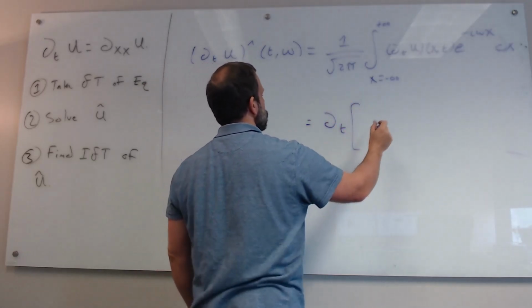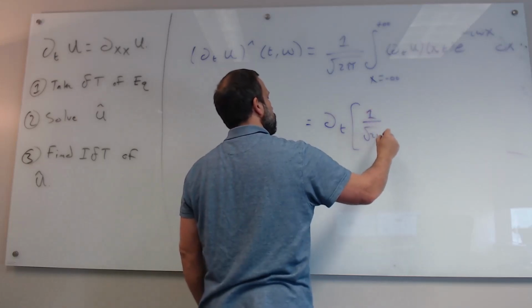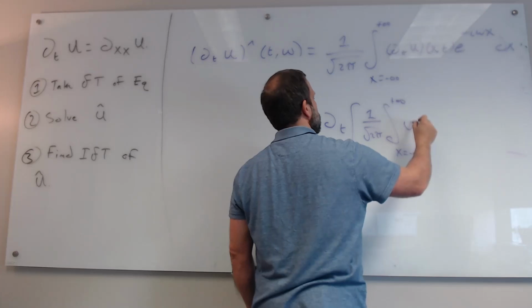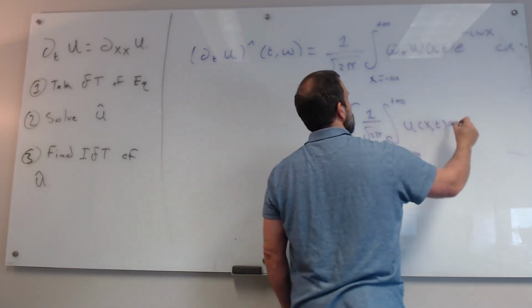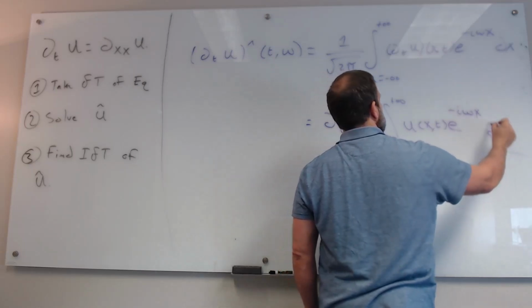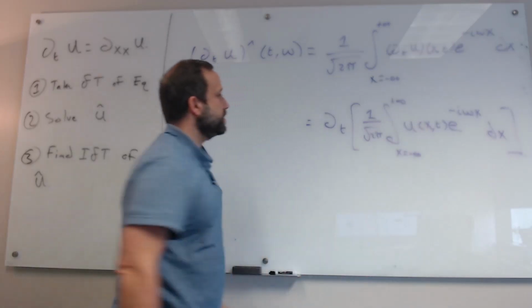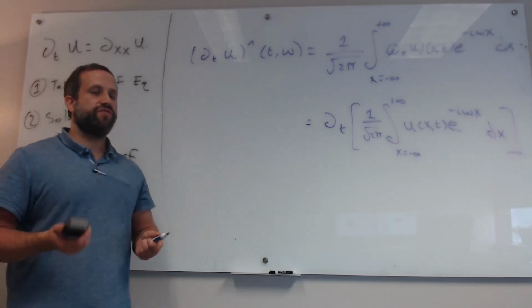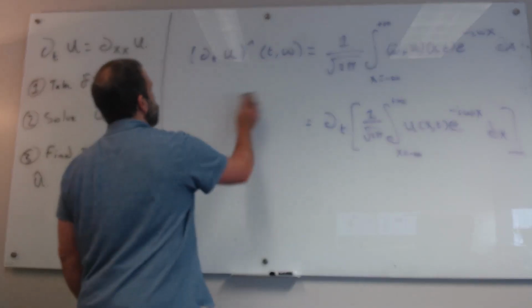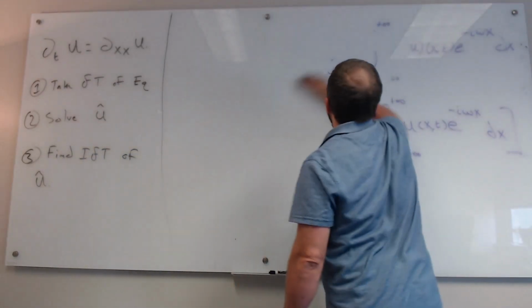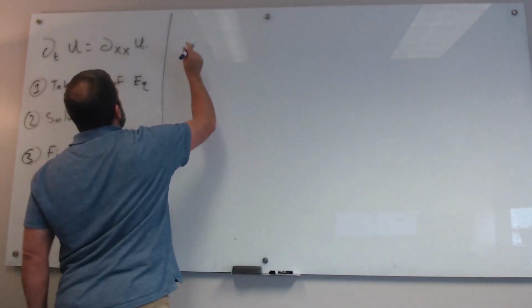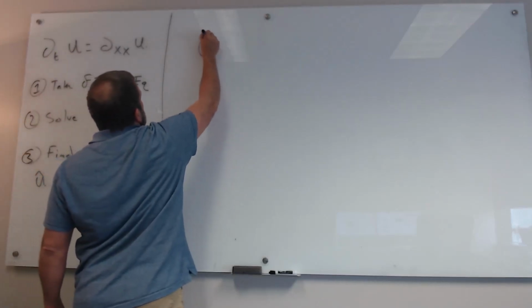So this is now going to be the partial derivative with respect to t of 1 over the square root of 2 pi times the integral x going from minus infinity to positive infinity of u(x, t) e to the minus i omega x dx. But inside the brackets there, this is just the Fourier transform of u, and we're taking the t derivative of it. Okay, so this shows the Fourier transform of the t derivative is the t derivative of the Fourier transform. And that's because we're taking the Fourier transform in the x variable.